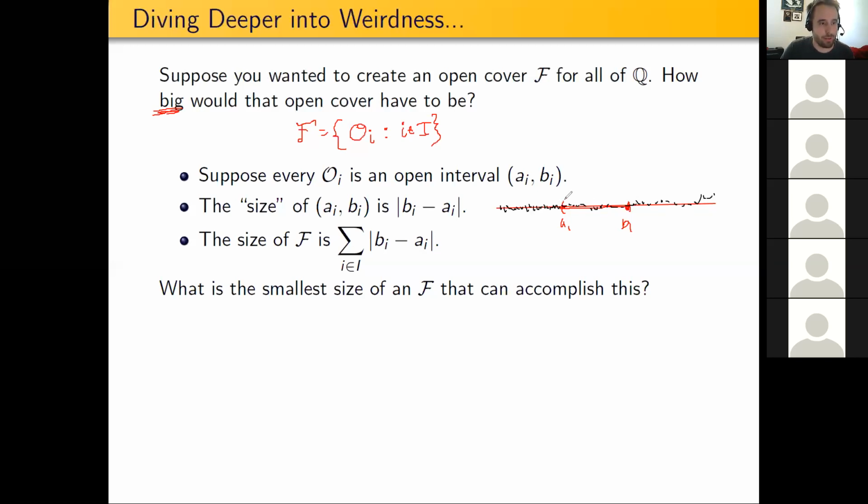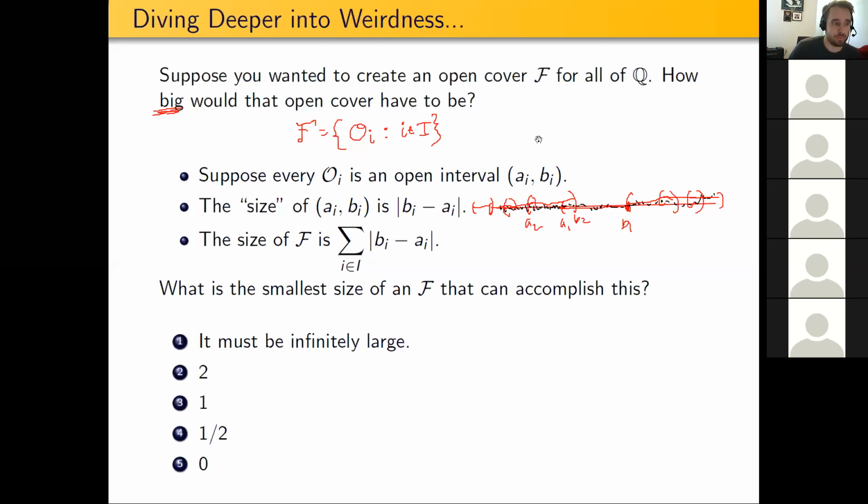So maybe I had a1 to b1, and that has some length. Maybe this is a2 to b2. And similarly, I'm going to try to cover all my rational numbers with some open cover, stretching from negative infinity to infinity. My question is, I can create different open covers to do this. What is the smallest size of an open cover that I can use to accomplish this? There are some possible choices here. Number one, it must be infinitely large, so it must have infinite size. Maybe it's 2, maybe it's 1, maybe it's 1/2, maybe it's 0.